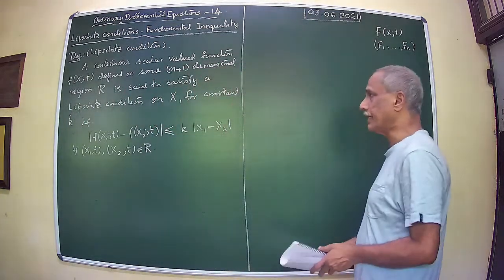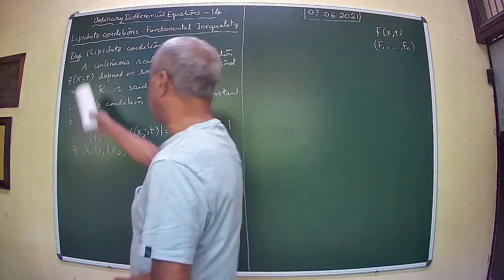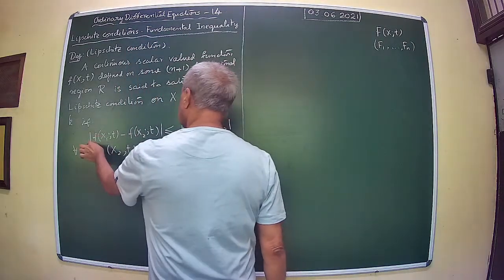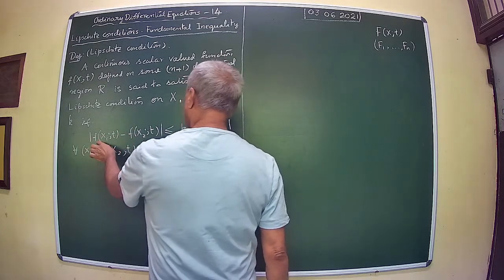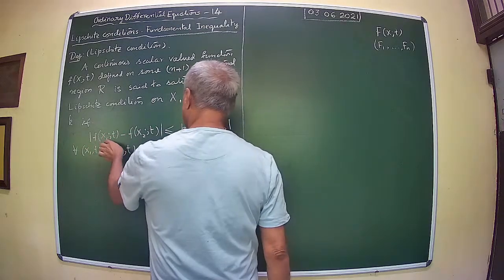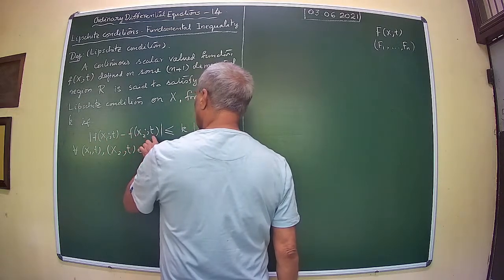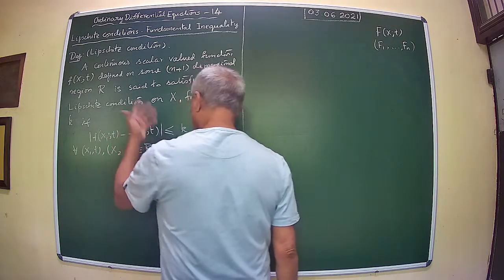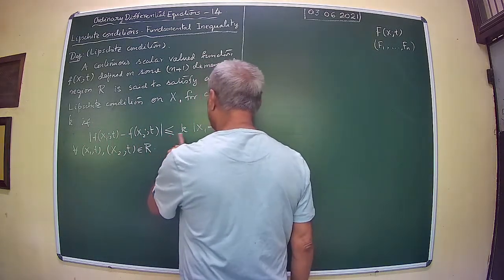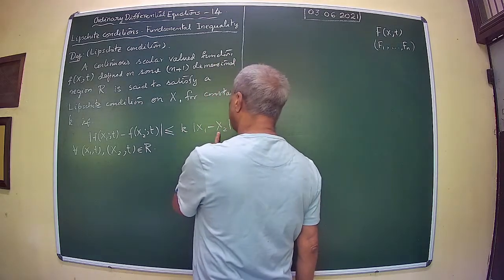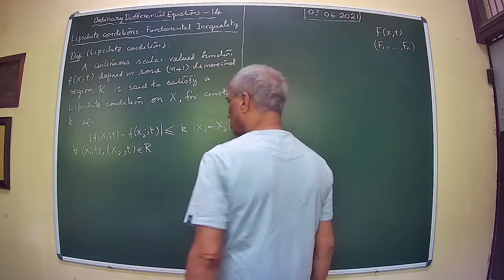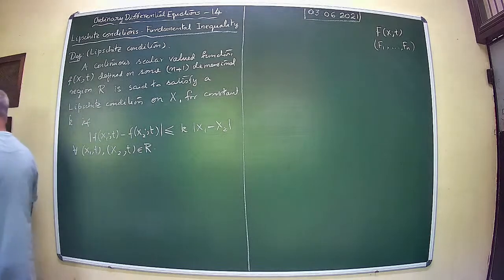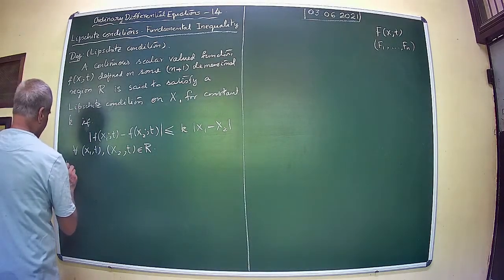So we are first defining it for the scalar valued function. Therefore, what we have used here is the modulus of f at x1, t minus f at x2, t. This is scalar, real numbers, this is the absolute value of that. And this is bounded by k times the norm of x1 minus x2. This is in R. So this is how the condition gets stated in the higher dimension. So now we can write down the lemma.